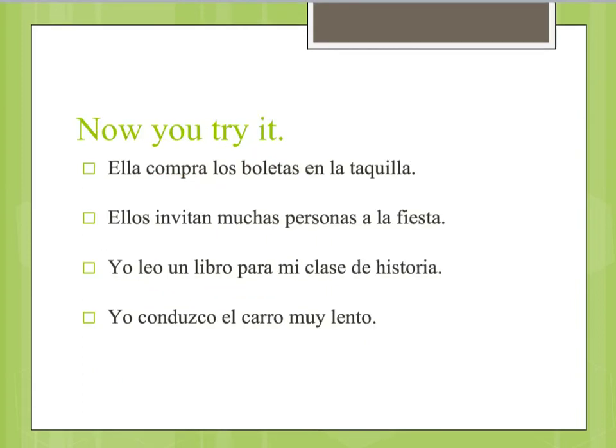Ella compra los boletos en la taquilla. Ellos invitan muchas personas a la fiesta. Yo leo un libro para mi clase de historia. Y yo conduzco el carro muy lento. So again, you're going to find the who or what. You find the verb, ask who or what, replace it, kick it to the front of the verb, and then check the answers on the next slide.